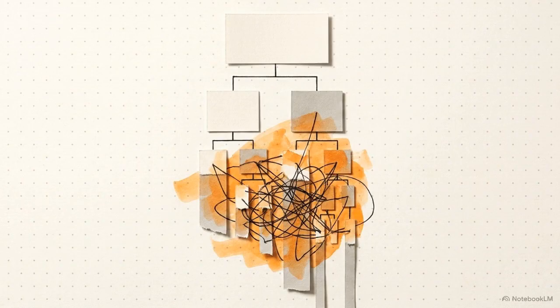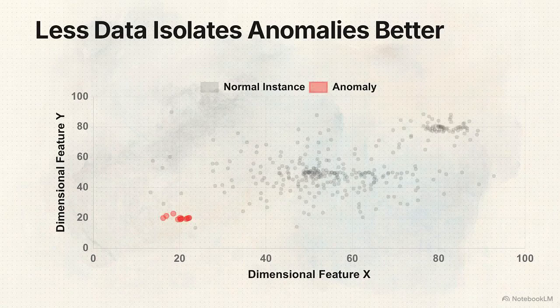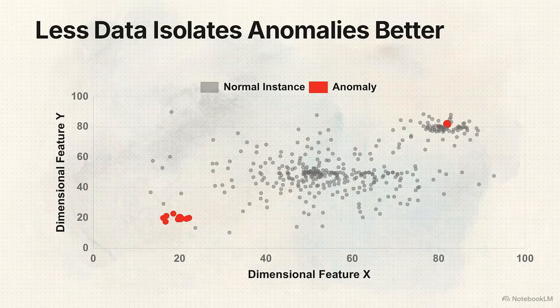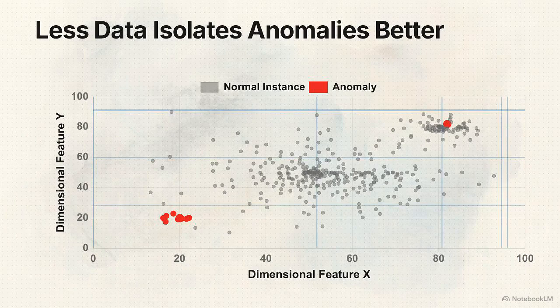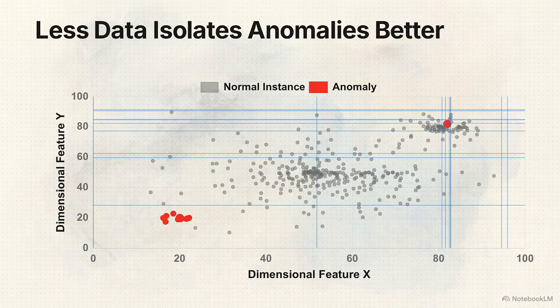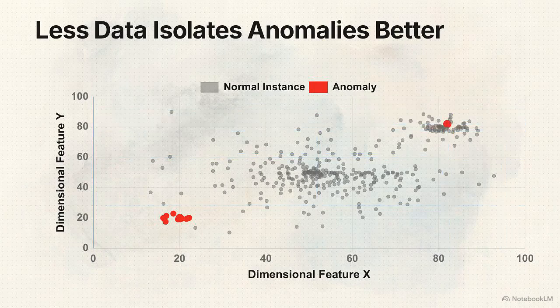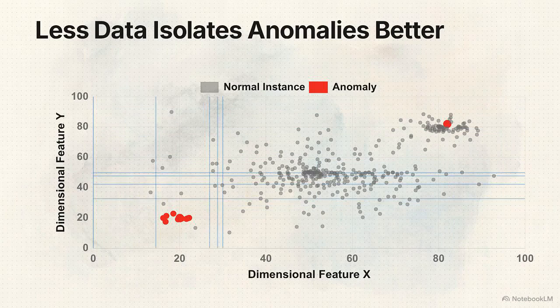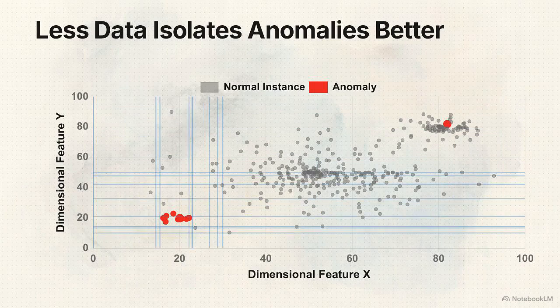But the algorithm does have mechanical blind spots. It struggles when the sample size is too large, falling victim to 2 statistical phenomena, swamping and masking. Swamping happens when normal data crowds the space so heavily, it forces the trees to make extra splits to isolate an outlier. Masking occurs when anomalies cluster so tightly together, they trick the tree into treating them like normal data.